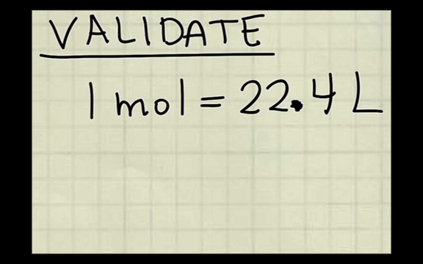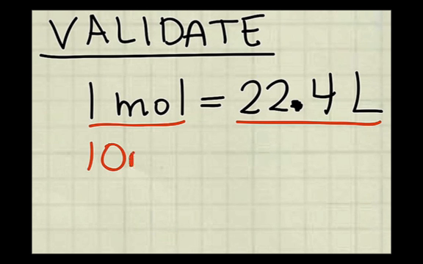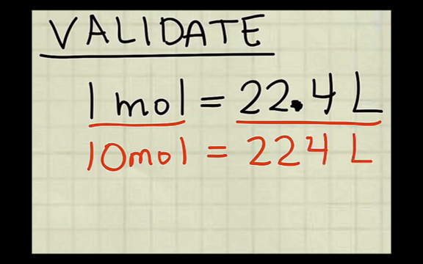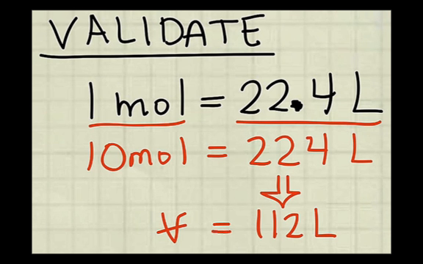Here's a way to validate this problem. At standard conditions, 1 mole of an ideal gas occupies a volume of exactly 22.4 liters. Therefore, 10 moles, which was the case for this problem, should have a volume of 224 liters. And in our problem, the pressure wasn't 1 atmosphere, it was 2 atmospheres, so we would expect half of this, or 112 liters. And if you look at the calculated volume, you'll see that it came out very close to this number.